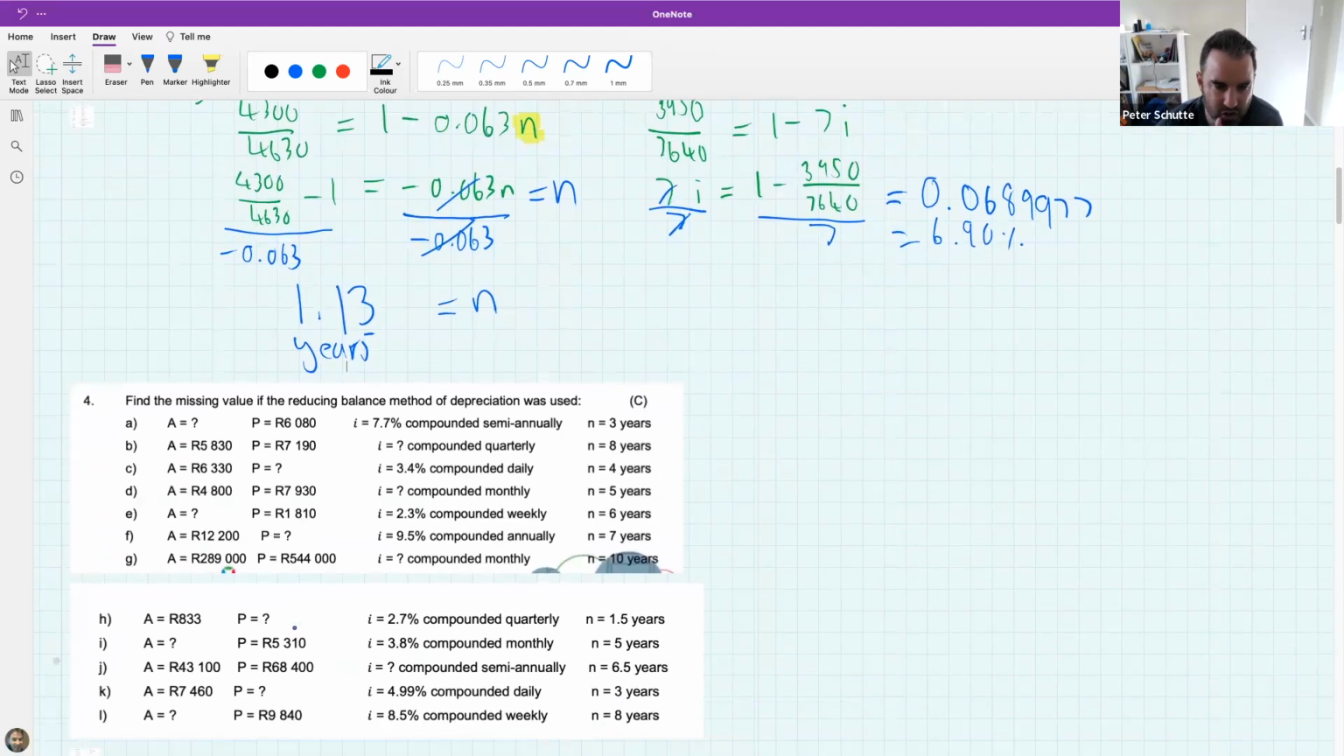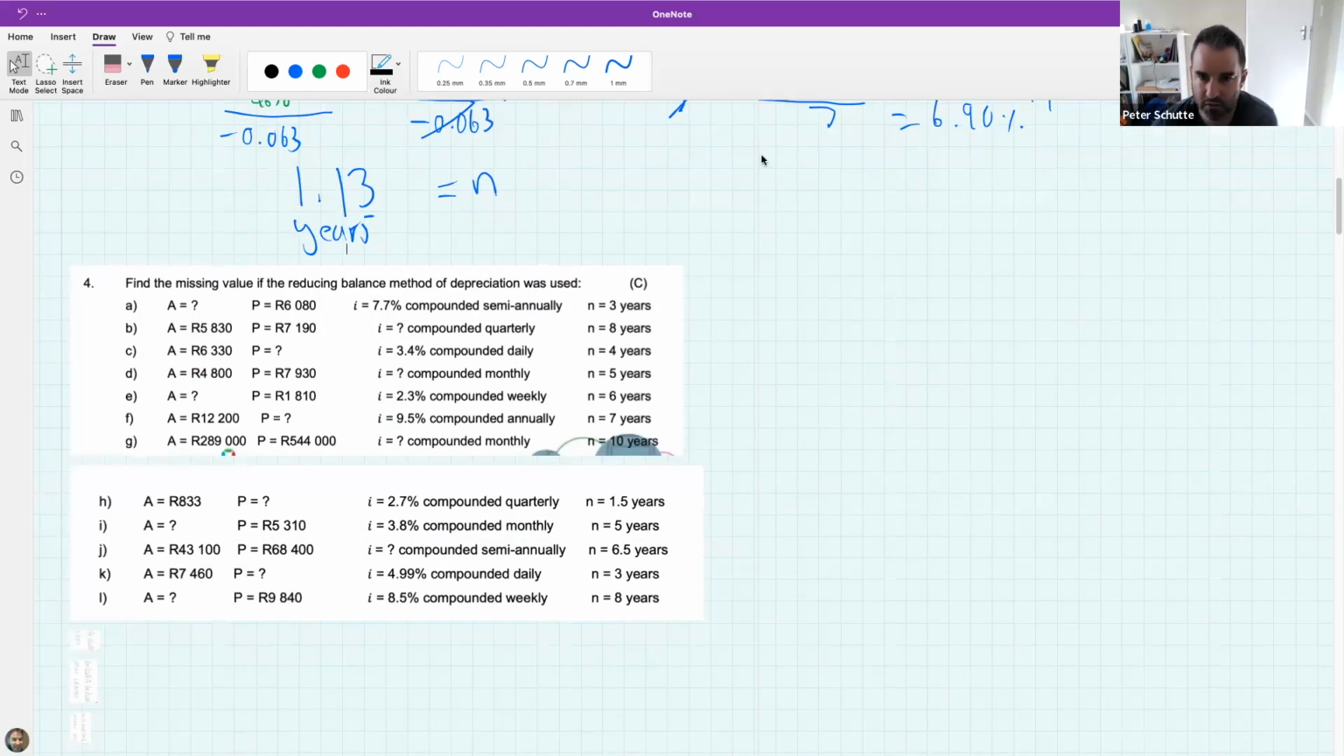Okay, now things are going to change in the second bit, because we're now looking at the reducing balance method of depreciation. And with this depreciation, what sometimes happens is that it's not always depreciating on a yearly basis. So here it says compounded semi-annually, which actually means it's depreciating every 6 months. Over here, it says quarterly, which means it's 4 times a year or every 3 months. So there are different compounding periods, and that gets a little bit trickier. The other thing that is a little bit trickier is the formula looks a little bit different.